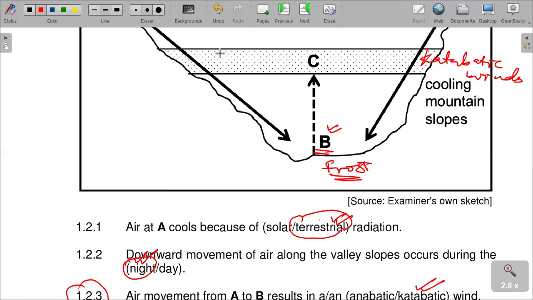This is called an inversion layer. C forms what is called an inversion layer. This is an inversion layer at C there, which you also call a thermal belt. Thermal belt is also correct. Inversion layer or thermal belt, we can say, we are more or less talking about one thing.